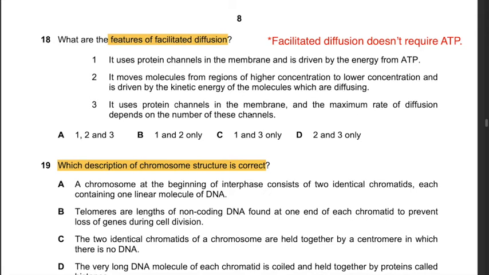Facilitated diffusion doesn't require ATP, hence option 1 is obviously incorrect. The answer is 2 and 3. Option D is the correct answer.